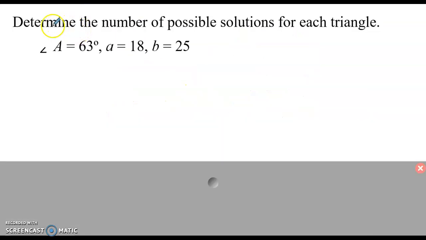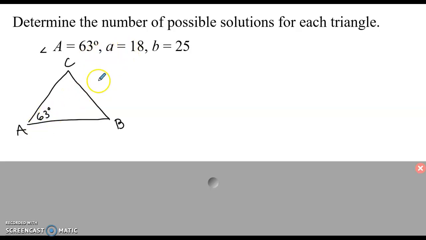So let's take this one. Determine the number of possible solutions for this triangle. Angle A is 63 degrees, side length a is 18, and side length b is 25. So basically what I do is I draw the triangle, and I just label A, B, C. Angle A is 63 degrees. Side length a, the side opposite angle A, is 18 units, and side length b is 25 units, and you'll notice here's side, side, angle.